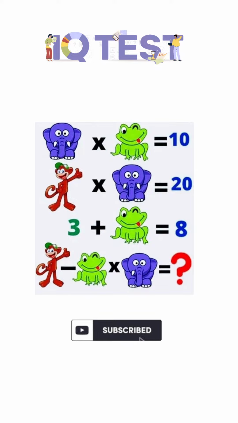We have an elephant multiplied by a frog is equal to 10. Then the monkey multiplied by the elephant is 20. 3 plus the frog is 8. So we have the monkey minus the frog multiplied by the elephant. What is that answer?